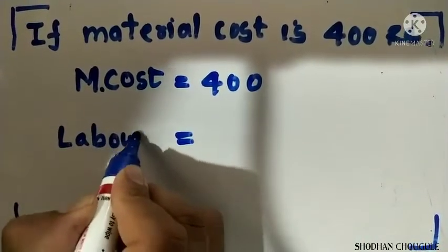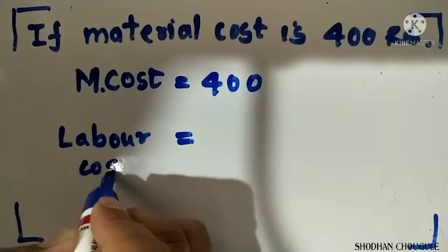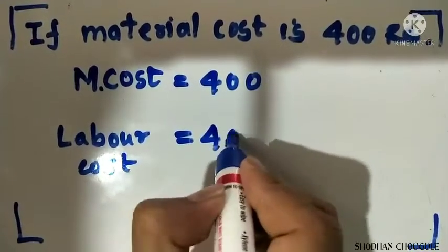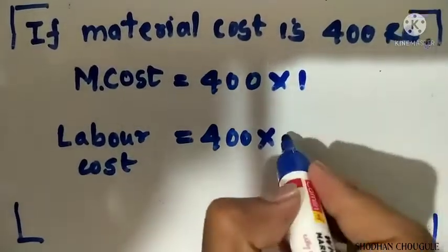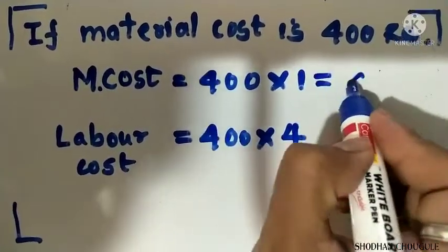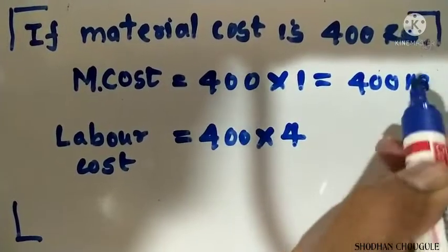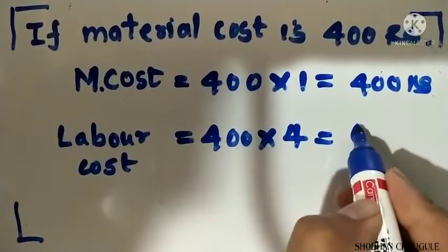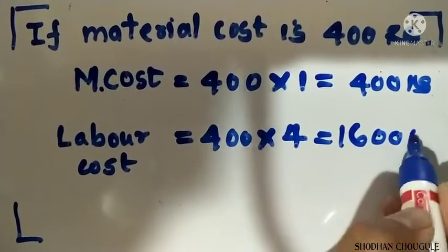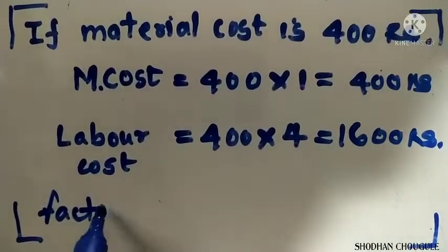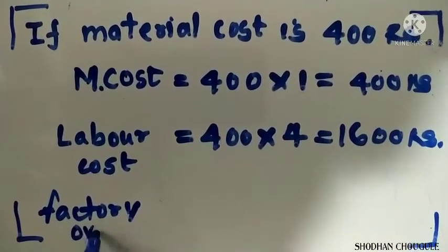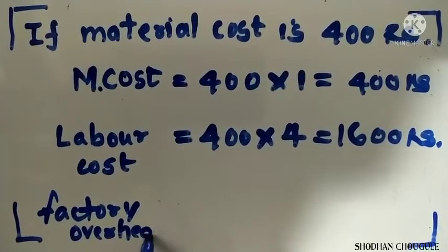So labor cost is, as per the ratio, 4 they have given. So 400 into the second ratio, which is 4, so it will become 1600. First one is 400, second one is 1600. And the last one, factory overheads, the ratio is 2. So 400 into 2, that is 800.